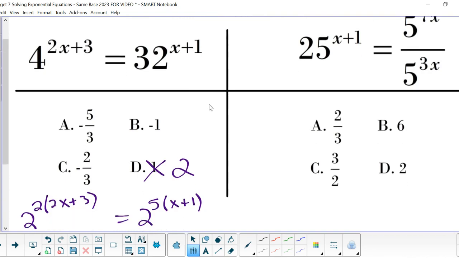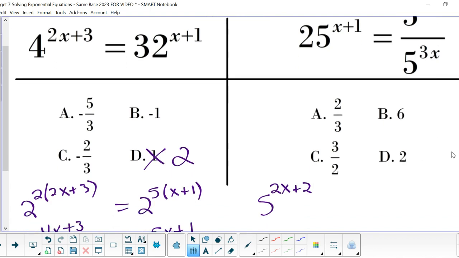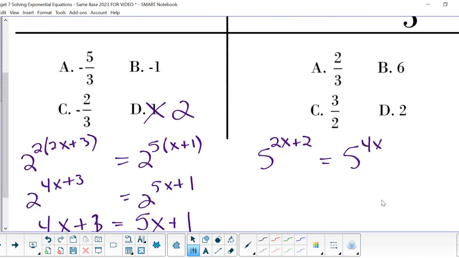And then the second one becomes 5 squared. So 5 to the 2x plus 2. And I'm going to subtract the powers here. So this is going to become 5 to the 4x. See if I got this one right at least. 2x plus 2 equals 4x.